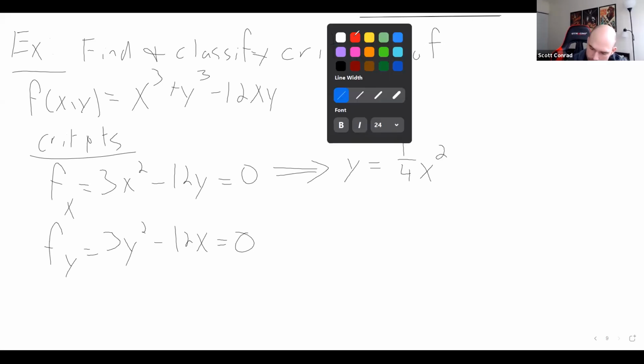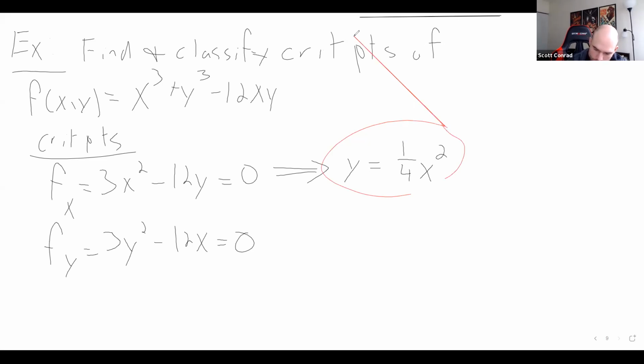So we're going to sub that in for y down here. Okay. When we do that, so we get 3 times the quantity 1 over 4 x squared, squared. So that's 3 over 16 x to the 4, x squared squared, minus 12x equals 0.